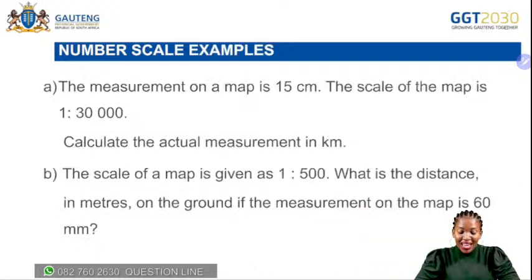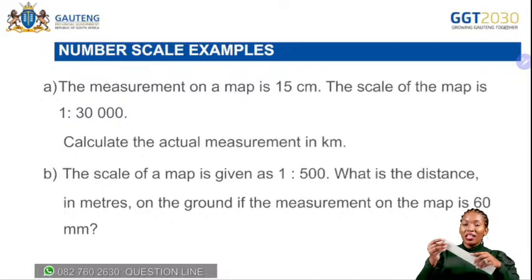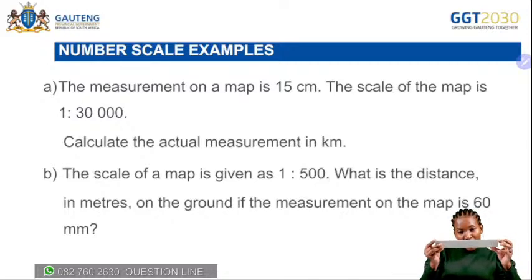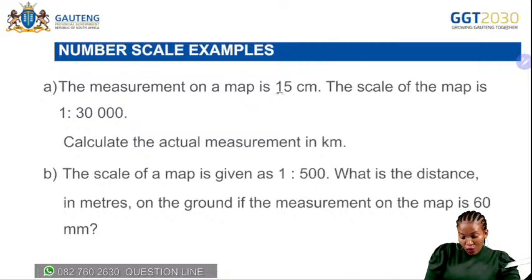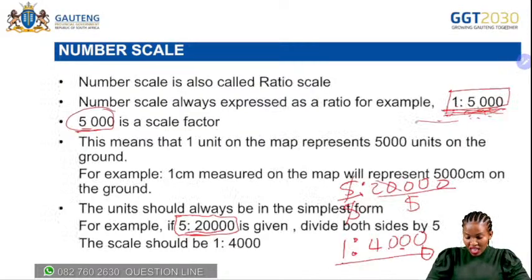Now, guys, the practical examples. The measurement on a map is 15 centimeters, and the scale of the map is 1 is to 30,000. So guys, when you are in the exam, like for this example, I already did the measurement for you. It means there was a particular map and I measured from point A to point B using a ruler. And I got 15 centimeters. Now, the scale of the map is 1 is to 30,000. So we must calculate the actual measurement in kilometers.